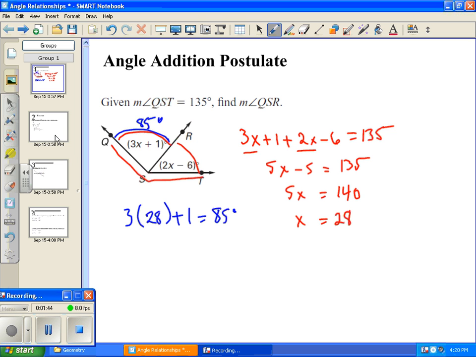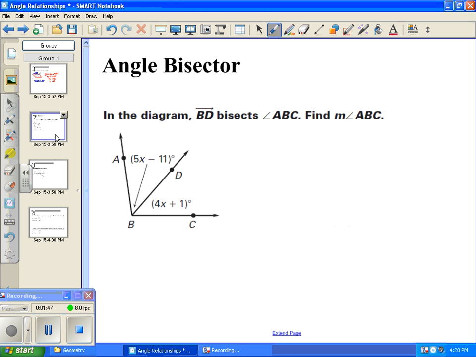The next type of angle relationship that we have to look at is the angle bisector. When we have any kind of bisector, that means it's going to cut something into two equal halves, in this case, an angle. So we know that this angle right there and this angle right there are congruent to each other. Because they're congruent, their measures are equal, so we can set the pieces equal to each other. So 5x minus 11 equals 4x plus 1. Whenever you see the word bisector, you're going to get two equal halves, and you should automatically think set them equal to each other.